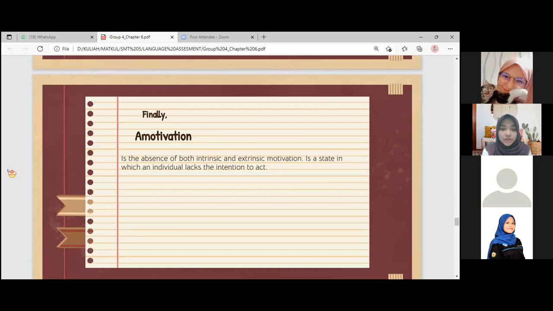Okay, finally, amotivation. Amotivation is the absence of both intrinsic and extrinsic motivation. It is a state in which an individual lacks the intention to act. In this case, students may feel that they have no control over their action or that to act is meaningless or without value or importance. When assessment fails to motivate students to learn either intrinsically or extrinsically, it is essentially a useless activity.